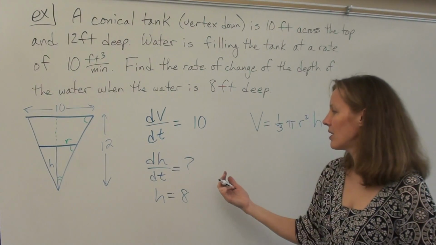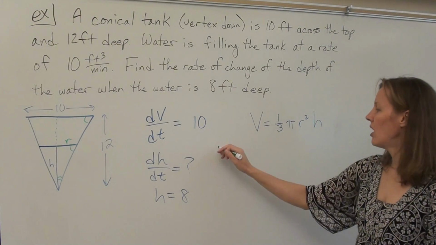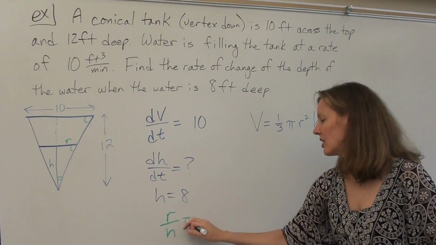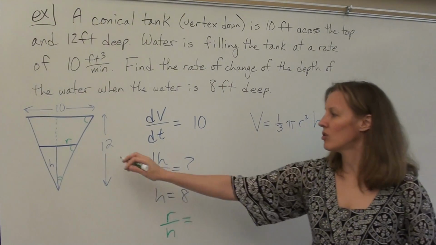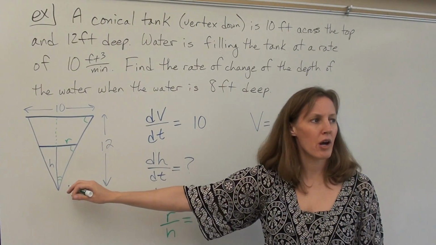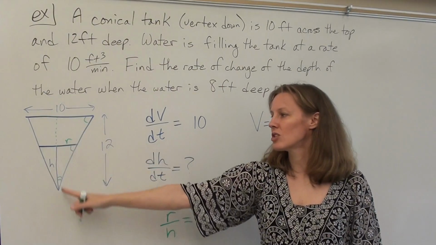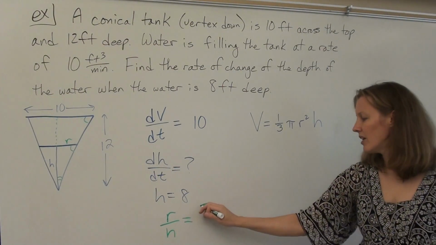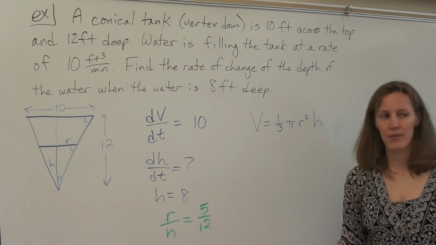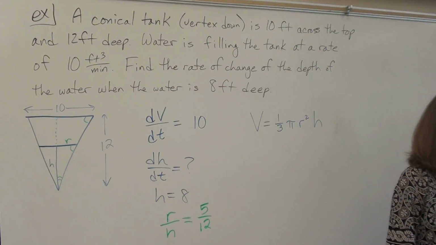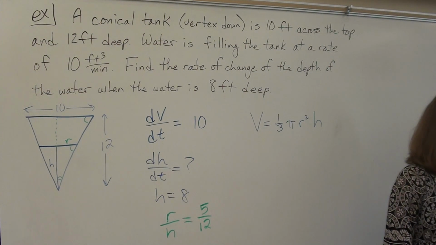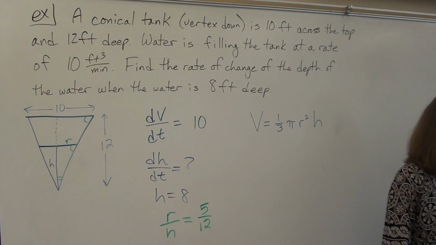So we want to get rid of the r, so I'm going to write r over h equals, down here. The radius to the height of the little triangle equals what to what? 5 to 12. And then h is 8, right? No. Is h constant?